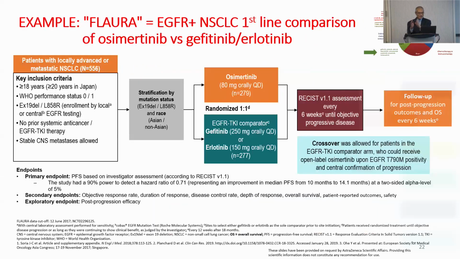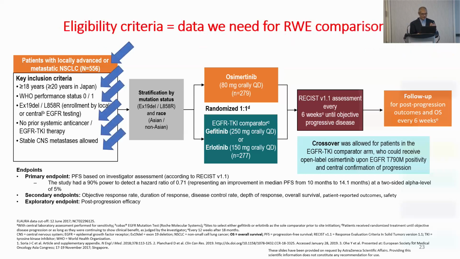So I'm going to quickly talk about and give you an example, and I'm going to use Flora. So if you're comparing with a phase 3 trial, for instance, you basically want your real world data to mimic the eligibility criteria and the outcomes of the phase 3 trial. So that means collecting key inclusion criteria, right? So you want to know the age of the patient, you want to know the performance status. Not that easy, I can tell you, to collect outside of a trial.